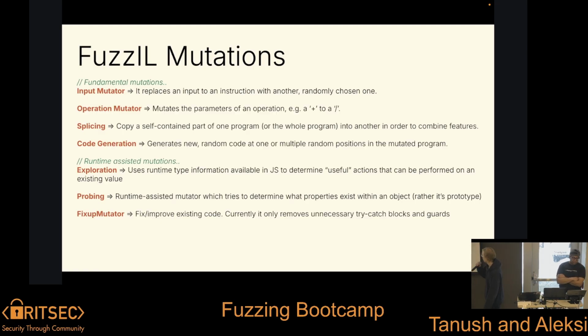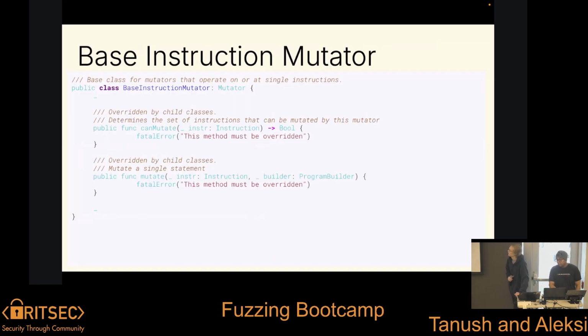And yeah, these runtime ones are also kind of interesting. They just rely on the fact that you have to run the JavaScript in the engine to get back runtime type information. And then based on whatever it's trying to do, for example probing, which will try to determine what properties exist within an object, or I guess its prototype. It needs the runtime type information to actually test out properties and see if those properties are valid for that object. I'll leave those there. I don't think there's much else on that slide.